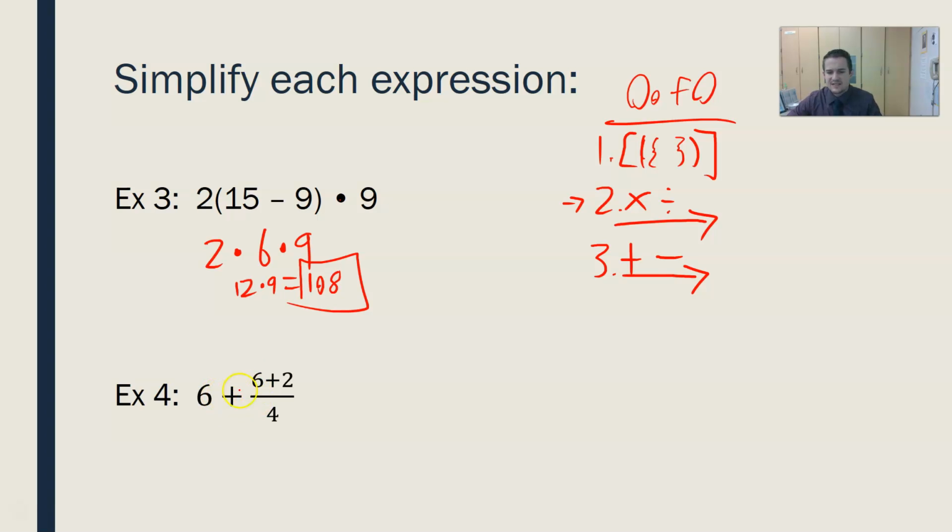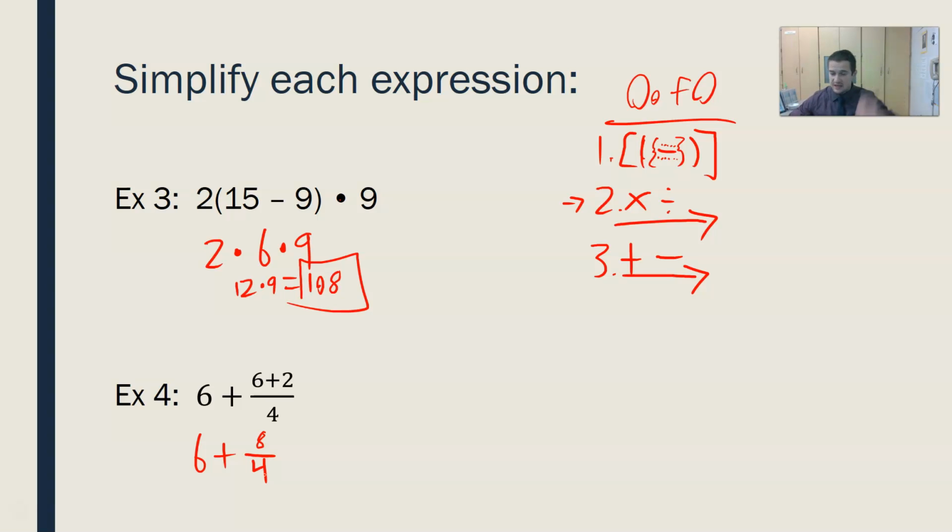Example number 4 says 6 plus (2 plus 6) over 4. Do I have any grouping symbols? Well, yes. I have a fraction bar here. When I have a fraction bar, that counts as a grouping symbol. So I'm going to go ahead and do 6 plus 2 on the top, which is 8, divided by 4.